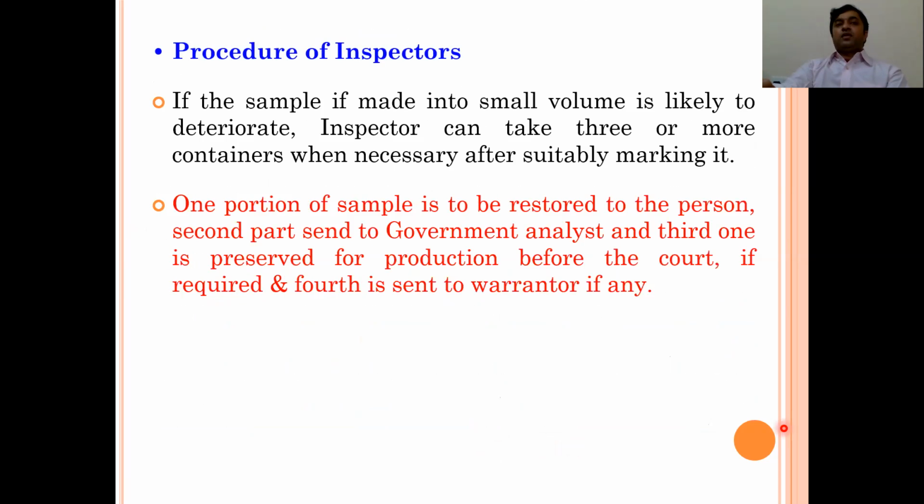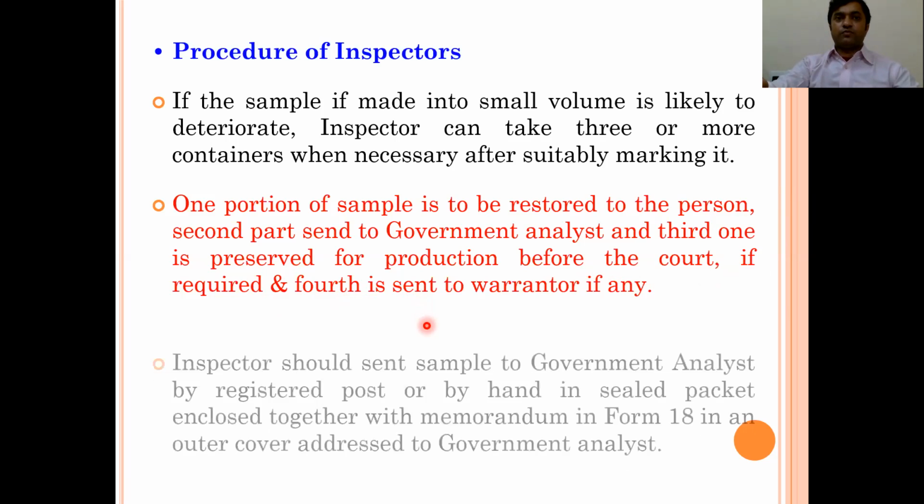If the sample, if made into small volumes, is likely to deteriorate, the inspector can take 3 or more containers when necessary after suitably marking it. So 1 portion of the sample will be restored to the person. The second part will be sent to the government, the third one is preserved for production before the court, if required, and the fourth is sent to the warrantor, if any. So the sample from where he got the drug will be sent to him also.